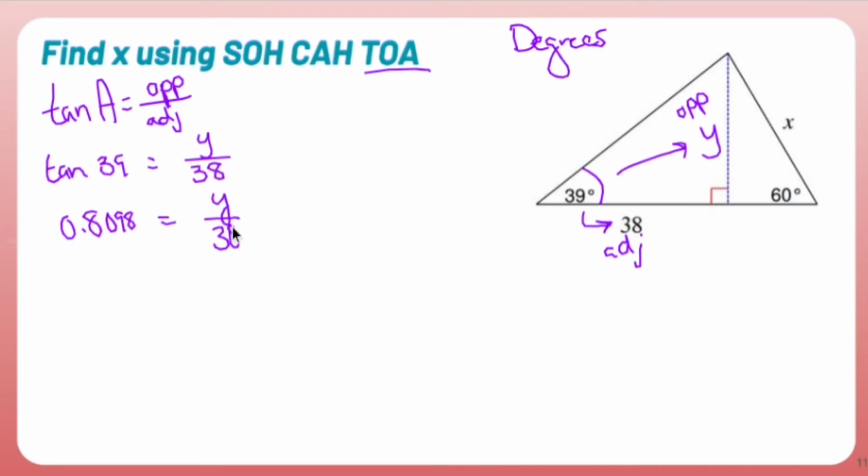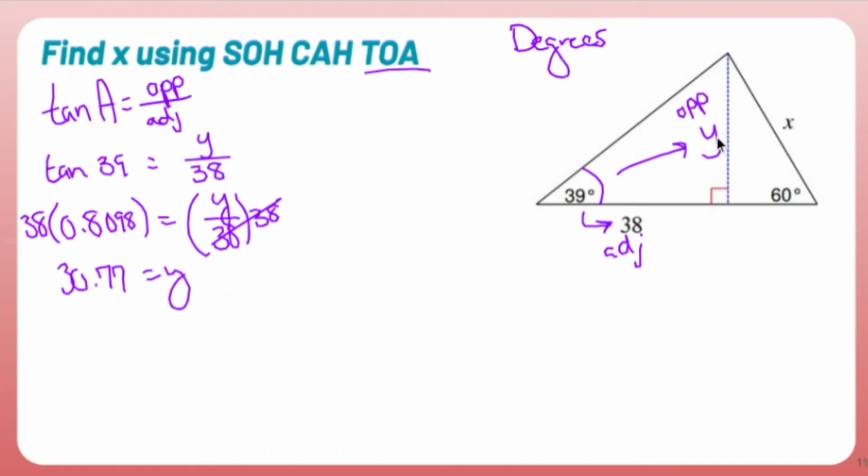Is y all by itself? No, but it's over 38, and I know from algebra if I multiply both sides by 38, y will be all by itself. So let's take that number that I typed into my calculator, let's multiply it by 38, and it's giving me 30.7717. So I will say 30.77 is y.